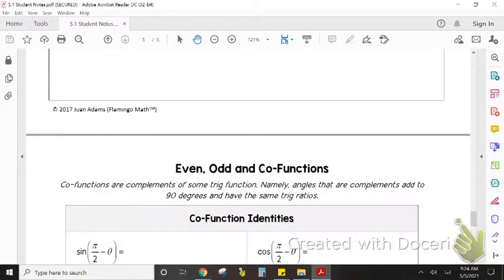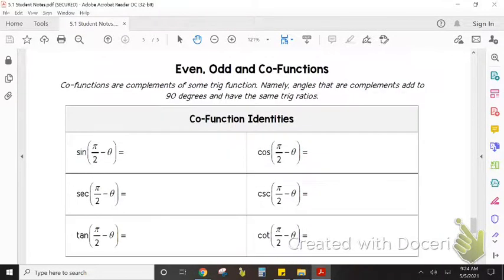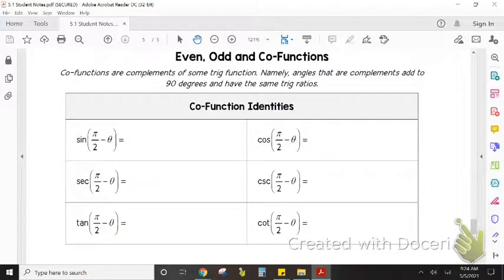All right, and nope, we got even, odd, and cofunctions. Sorry, I got ahead of myself there. All right, so cofunctions are complements of the same trig function. Namely, angles that are complements add to 90 degrees and have right trig ratios. Okay, so remember, complements are angles that add to 90 degrees.